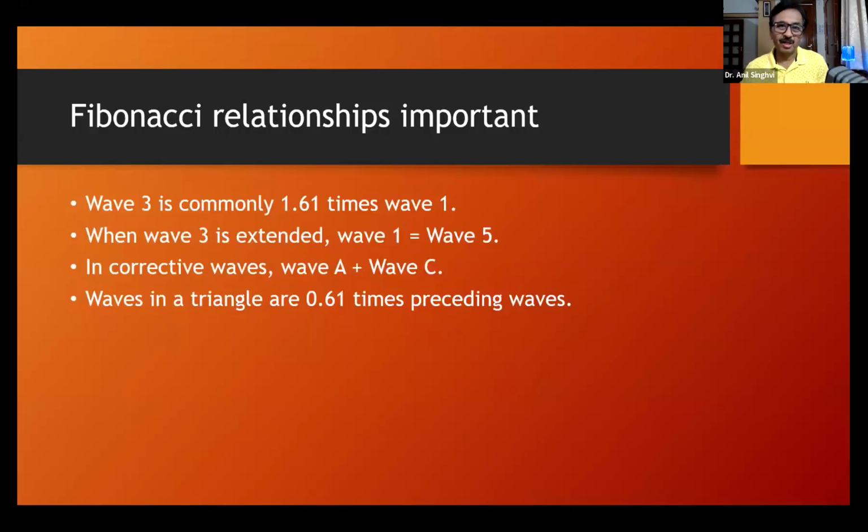So Fibonacci relationships are very important. Fibonacci relationships are important because wave 3 is commonly 1.61 times wave 1. And then if wave 3 is extended, then wave 1 is equal to wave 5. And in corrective waves, wave A is equal to wave C.